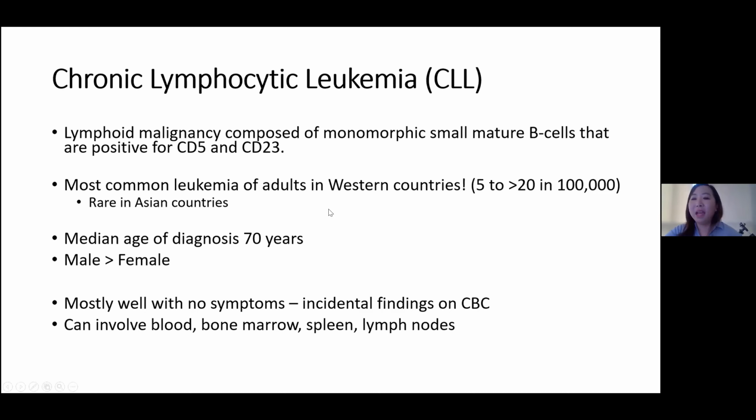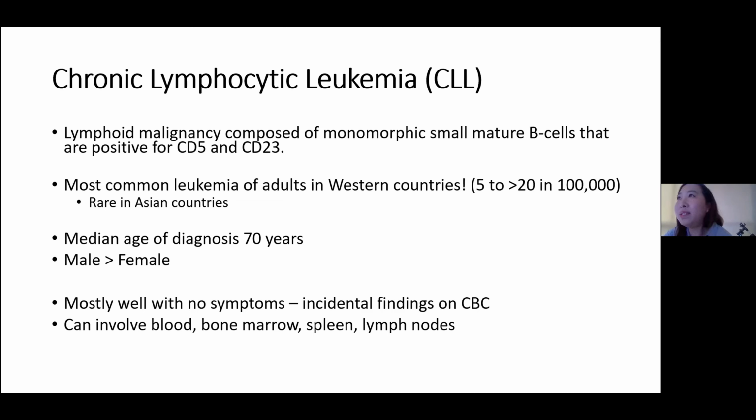And it's actually one of the most common leukemias in Western countries in adults, with incidence of 5 to more than 20 in 100,000. And interestingly, it's more rare in Asian countries, which may indicate some genetic basis of this disease. But what exactly caused this is still widely unknown.